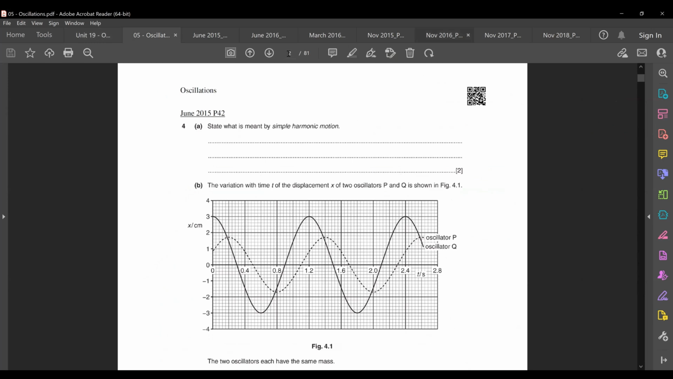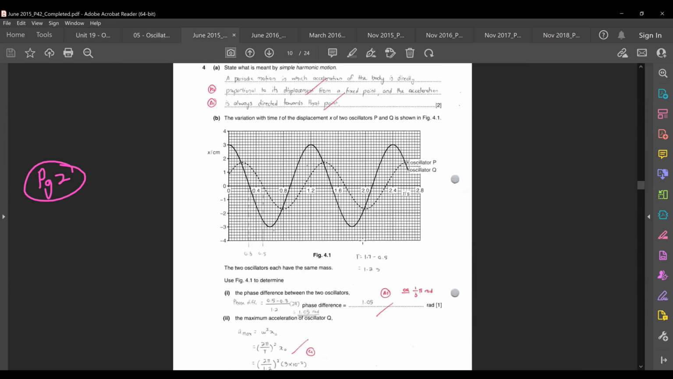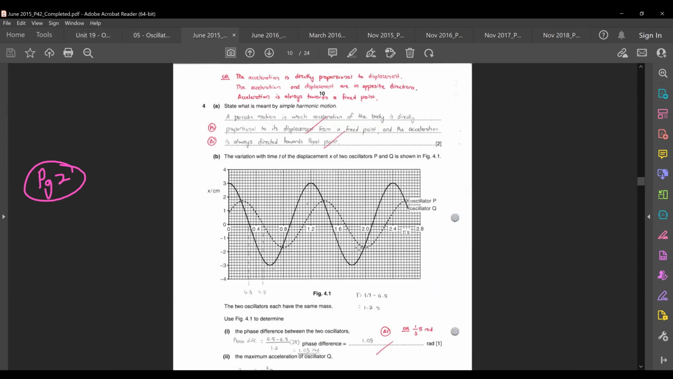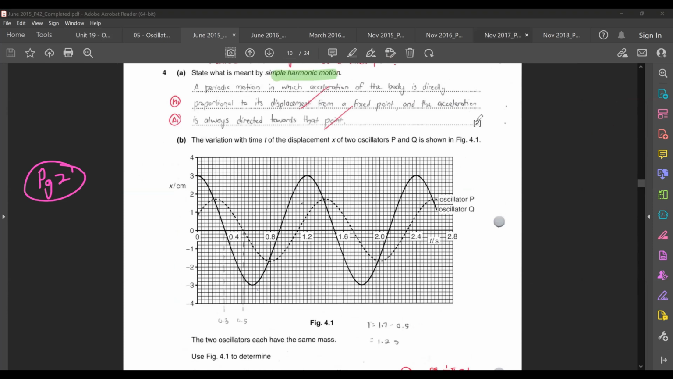Just have a look at page 2 of your worksheet, June 15 P42. Now, state what is meant by simple harmonic motion. This is a definition question that comes out often.